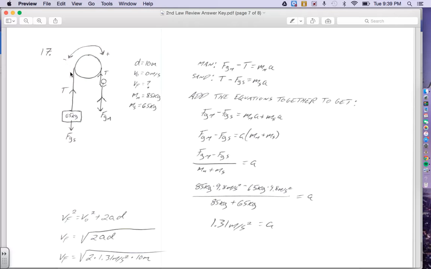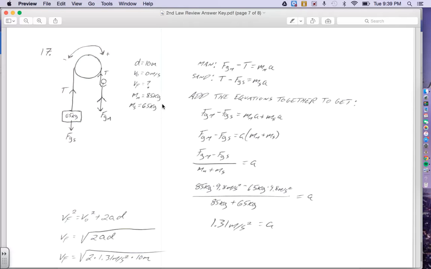I'm going to say that if this system moves clockwise, which is the way that it's going to go, the guy is going to fall downward, then I'm going to say that's positive. The numbers that were given in the problem, I know the displacement is 10 meters. It's positive because it's going to be in the clockwise direction. His initial speed is 0. I want to know how fast he's going when he hits the ground, and I know both of the masses. The guy is 85 kilograms, while the sand is 65 kilograms.